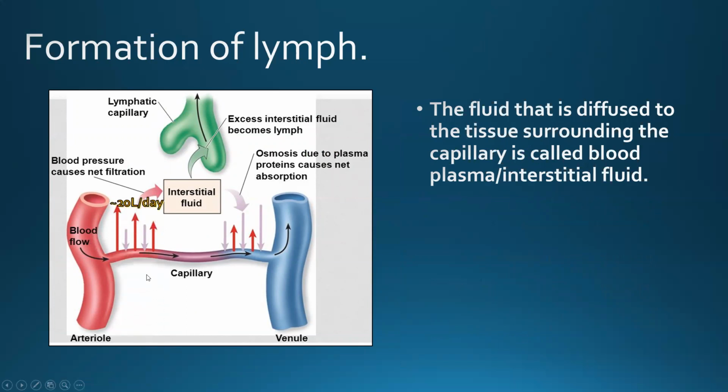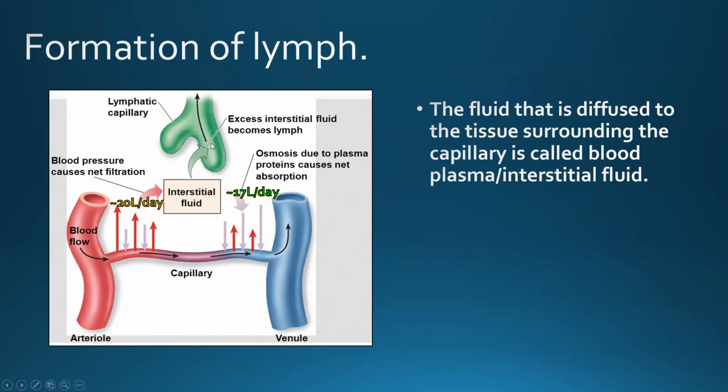It is approximately 20 liters per day of fluid that is diffused out of the capillary. But the blood returned back to the venous system is about 17 liters per day. So what happened to the rest of the fluid? The excessive fluid becomes the lymph. It will be absorbed or diffused into the lymphatic capillary. They become the lymph.